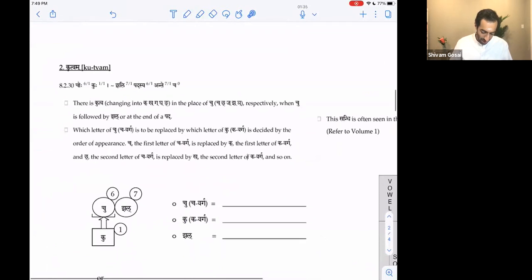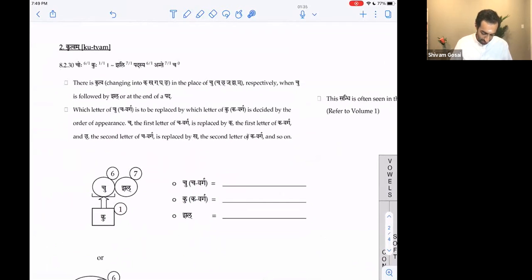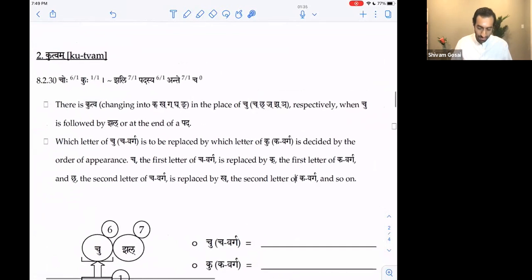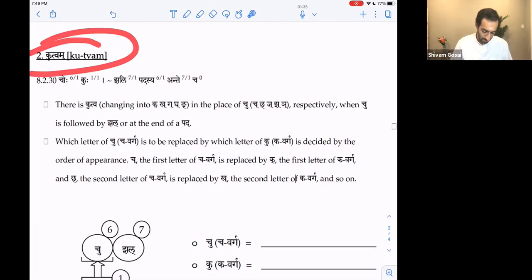The answer to why it becomes rik is because of this sandhi called kutvam. Okay, so you can open up your sandhi book, keep your book one open to where we were, but we're going to open up the book to kutvam. So look at the index. We're in the consonant ending sandhi, and you're going to look for number two where it says kutvam. The sutra is 8230, choho kuhu.